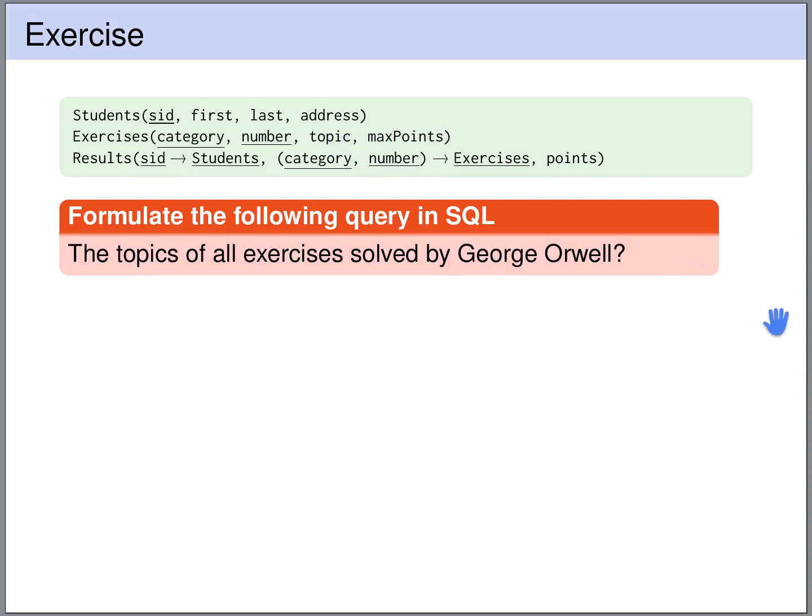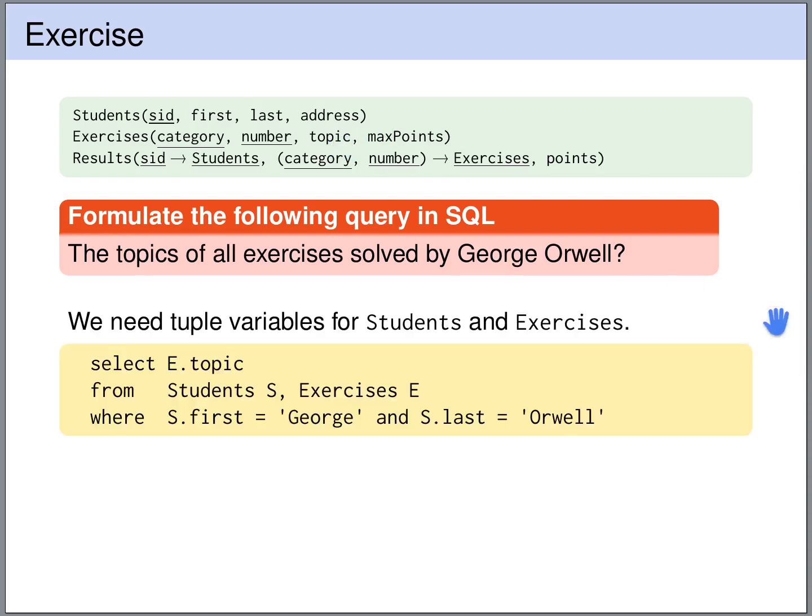So we start with a query approximately of the following shape. We say that we query the students and the exercises table. We restrict the attention to the student George Orwell. And we say from the exercises, we want to have the topic in the output.